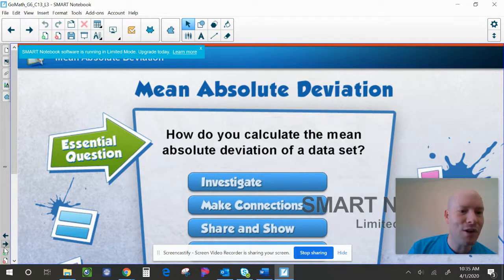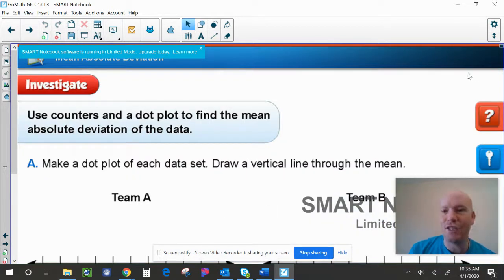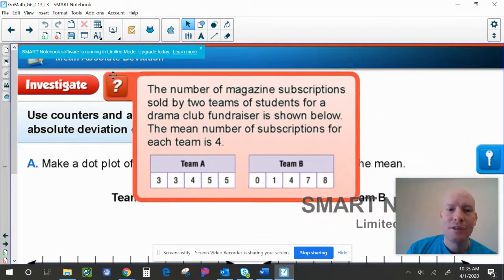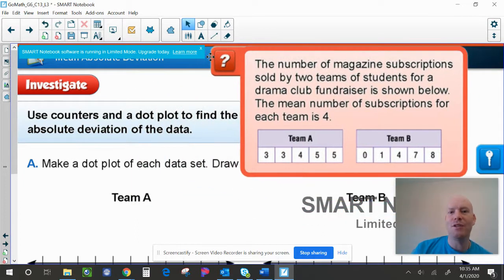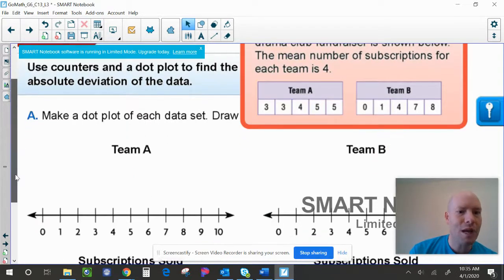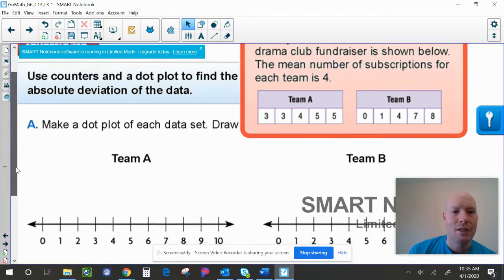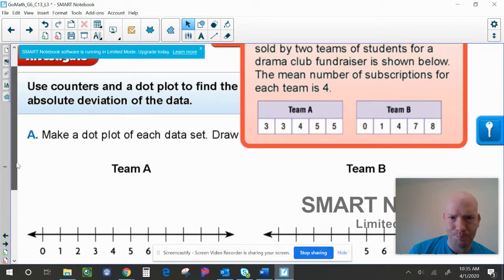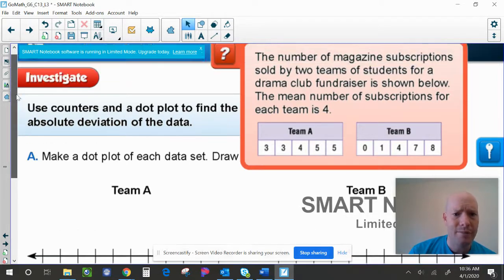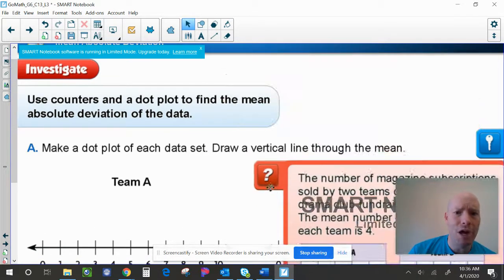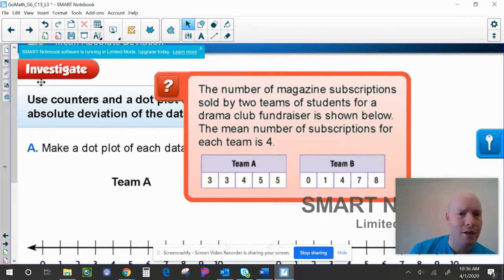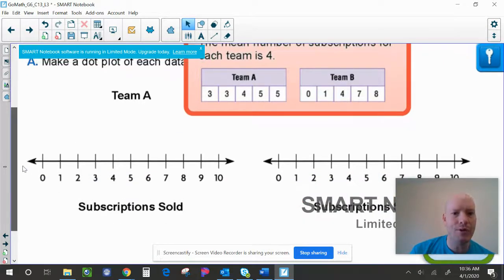Okay, so let's do this. Let's figure out this mean absolute deviation here. So this is our problem. We have the number of magazine subscriptions sold by 2 teams for students of a drama club shown below. The mean number of subscriptions for each team is 4. Step 1, we need to know what the mean is, so we're going to make a dot plot for this data set. Step 1, as it says, make a dot plot, draw a vertical line through the mean. They told us what the mean is. We don't need to calculate it.